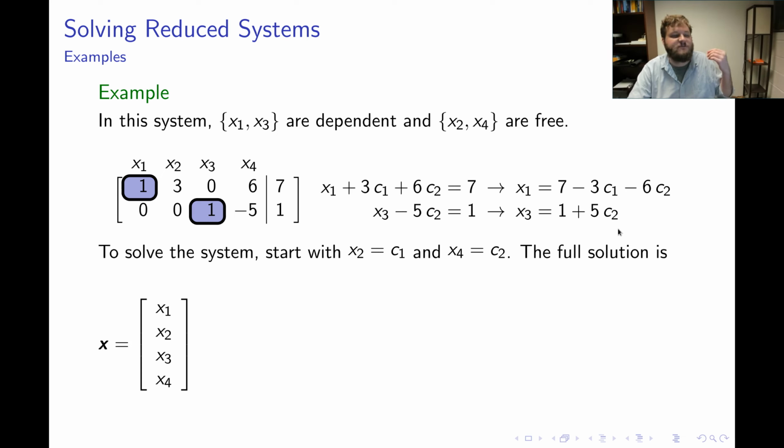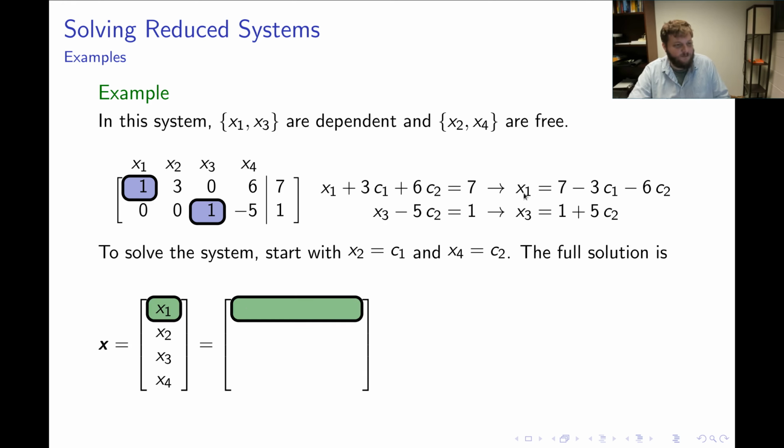Remember, this system had 4 variables, so any solution to this system looks like x1, x2, x3, x4. But the thing is, I'm not allowed to just input whatever I want for all 4 variables. So what do I do? Well, I address this issue by accounting for what we just solved for. We said x1 was 7 minus 3c1 minus 6c2. So I set x1 equal to that quantity.